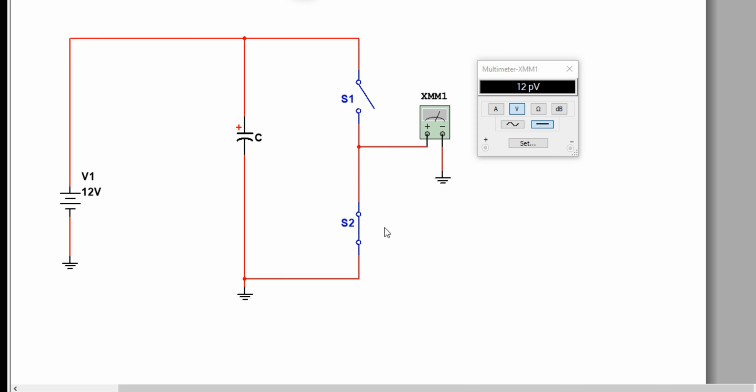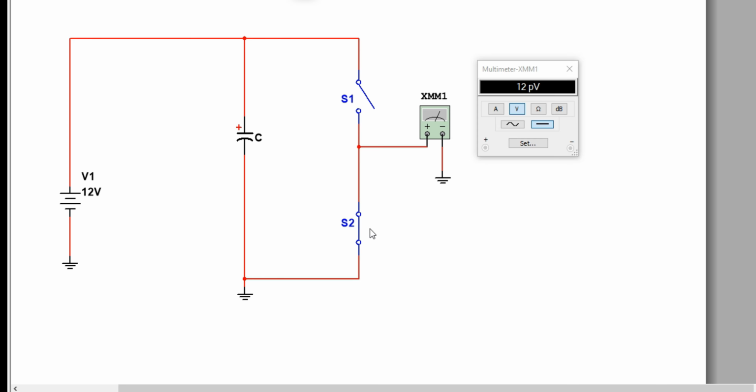Now if we focus on the first state, whenever this switch is closed, in this case we are getting 0 voltage across these 2 points, which can be confirmed using this multimeter. Right now we are getting 12 picovolt, which is almost equal to 0 volt.